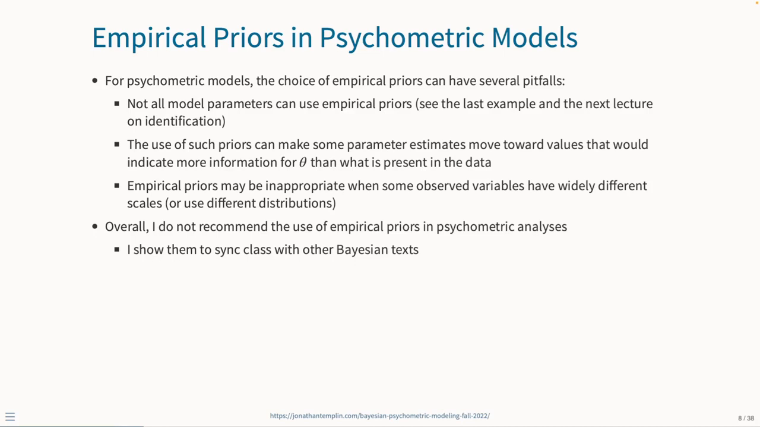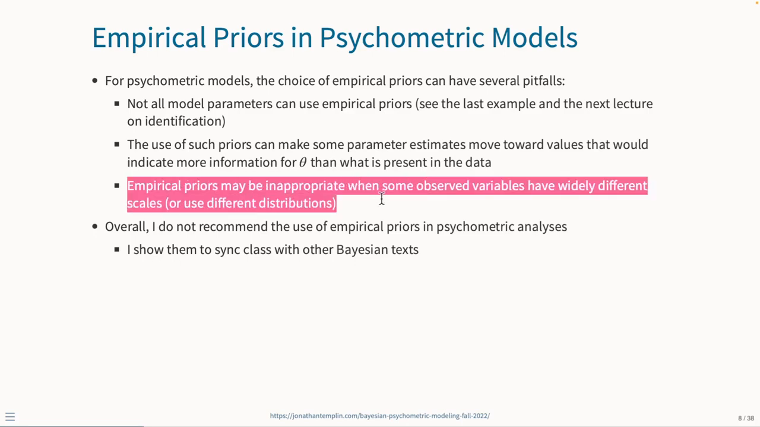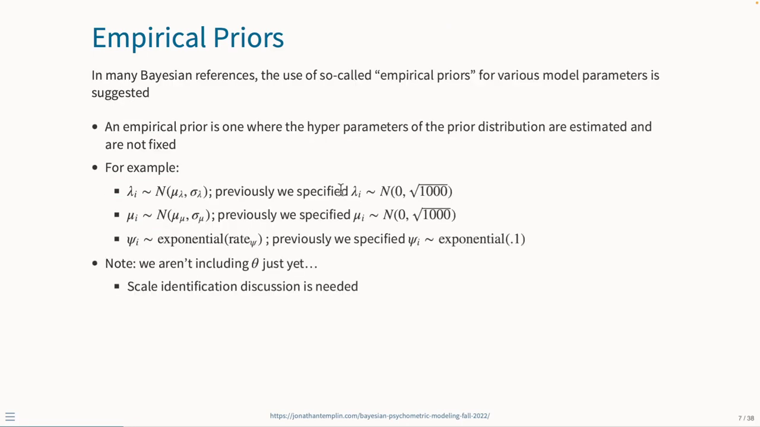All right. So I just mentioned all this. There are several pitfalls of psychometric models. Not all model parameters can use empirical priors. That's one of them. The use of such priors could be shrunken so that it makes it look like theta has more information than what's in the data. And more importantly, I think in this case, if you have like a CFA model, right, and you have one variable, remember, lambda is an interesting thing. Actually, psi is too. Heck, all of them are. The scale of y matters, right?